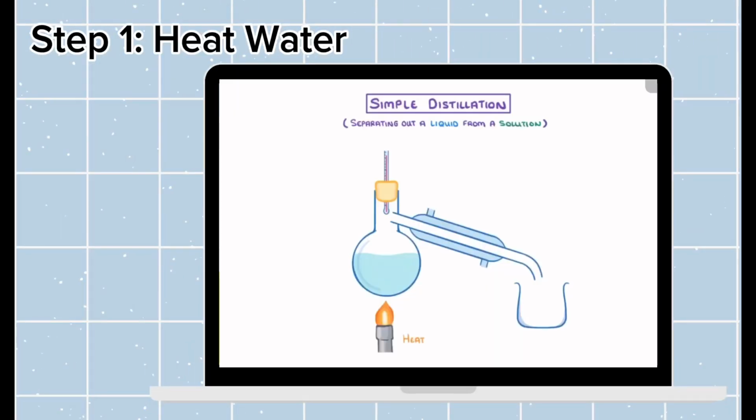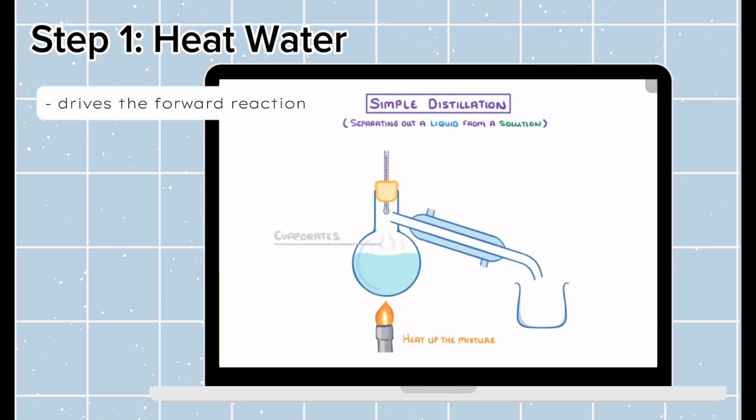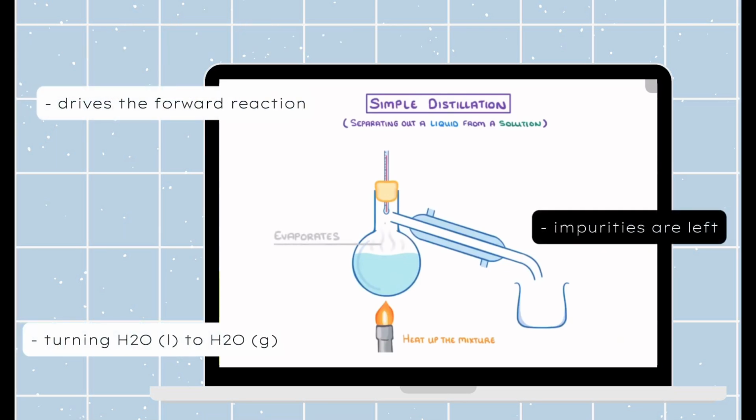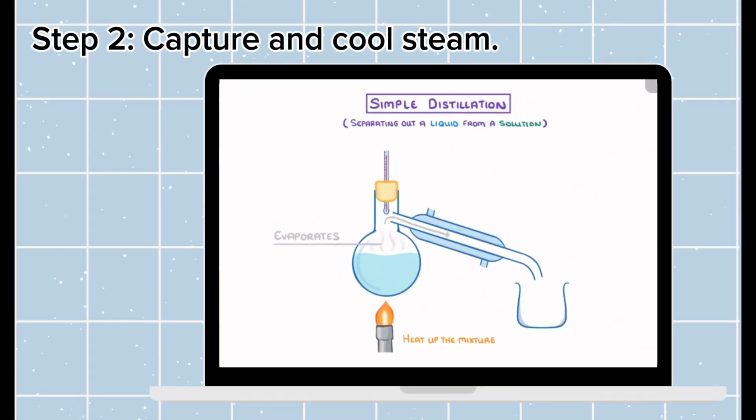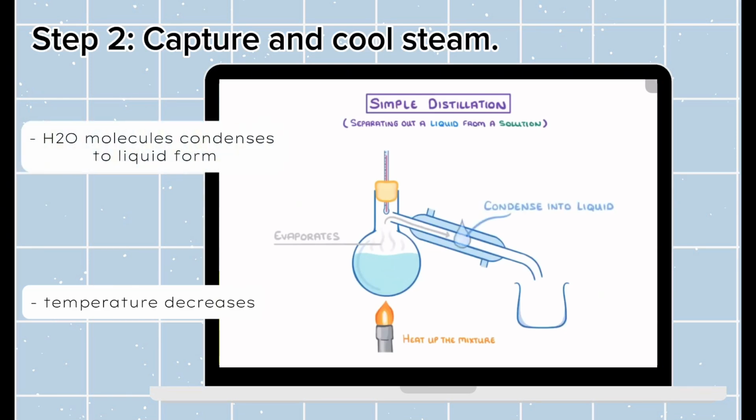Step 1. Heat water to encourage evaporation. This drives the forward reaction, turning water into water vapor, as the impurities are left behind. Step 2. Capture and cool the steam as the temperature drops. Water molecules condense back into liquid form, completing the reverse reaction and leaving us with pure water.